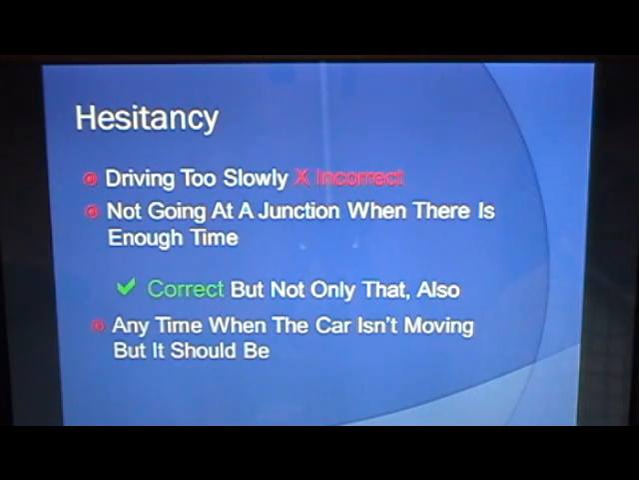So just going back to progress. Progress is when the car is moving, but at the wrong speed. Hesitancy is when the car isn't moving, but it should be.